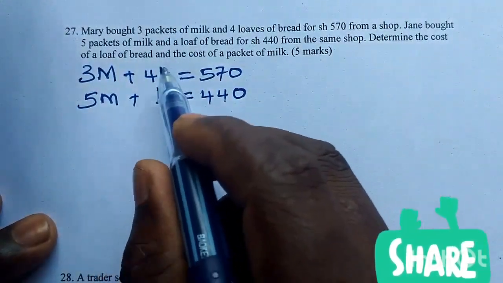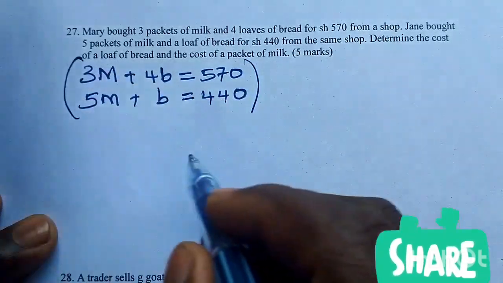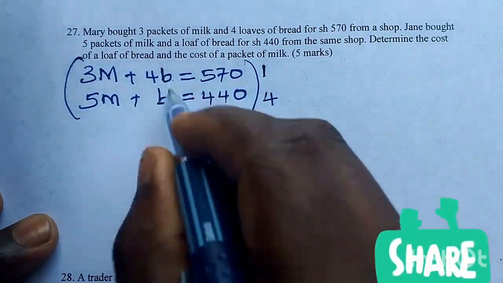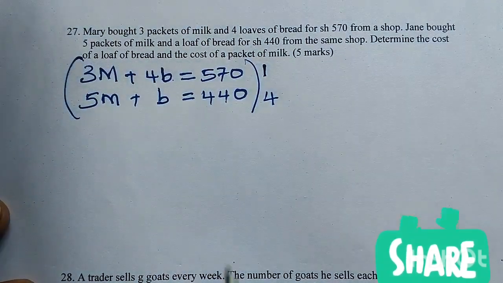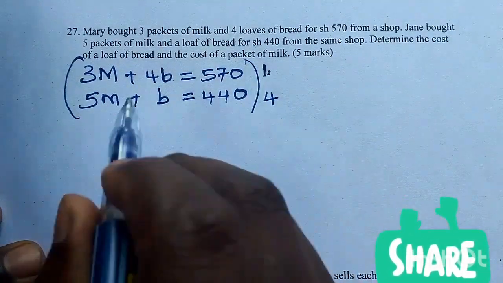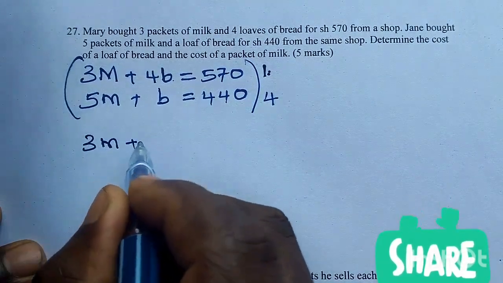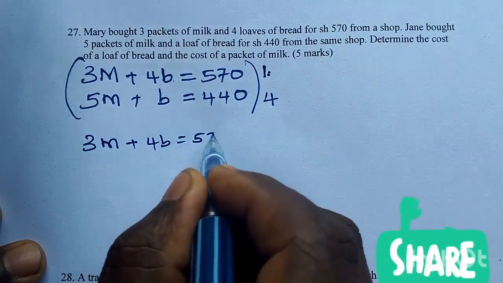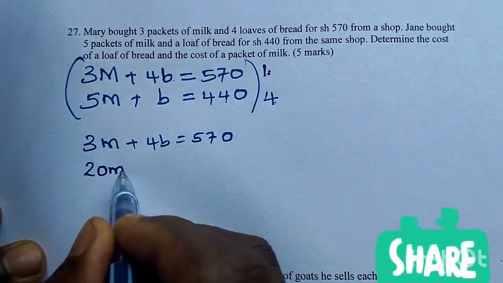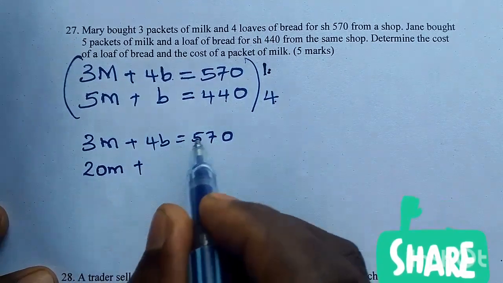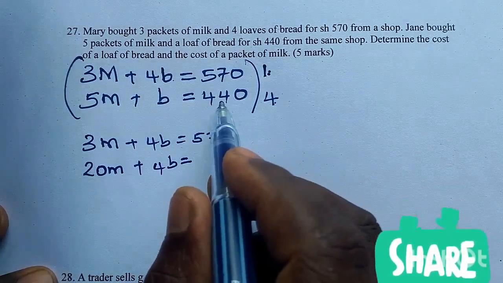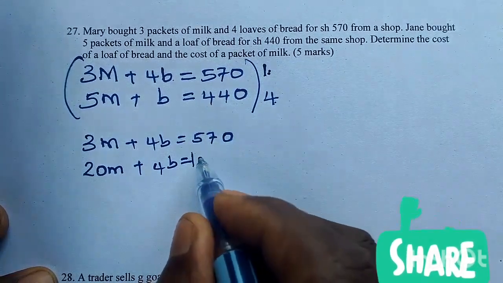Let's eliminate B. To eliminate B, here is 1B, you multiply by 4, and here 4B, you multiply by 1. We want to eliminate B. We can start with this one. 3M plus 4B is equal to 570. This times this: 20M plus 4B is equal to 440 times 4. The answer will be 1760.